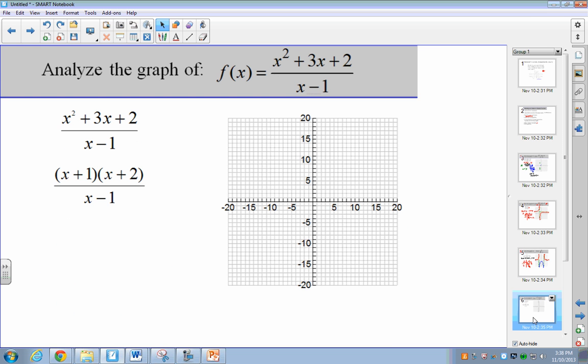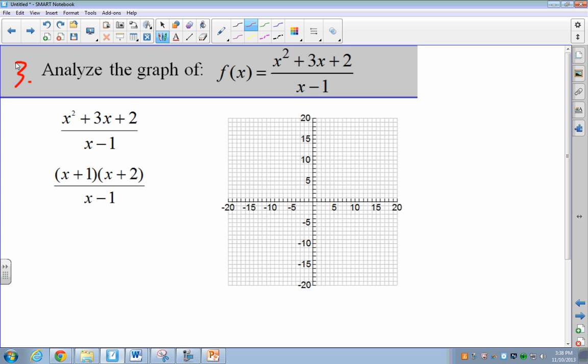Okay, so for number 3, let's go ahead and analyze this graph. So here, the denominator is already factored, and so we can say that x cannot equal 1. Since we don't get any cancellation after we factored our numerator, our vertical asymptote is going to be where x is equal to 1. So we can go and graph that in.